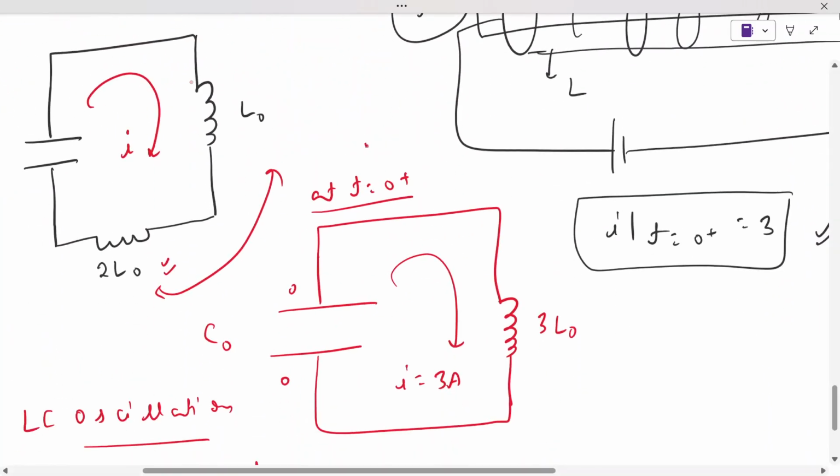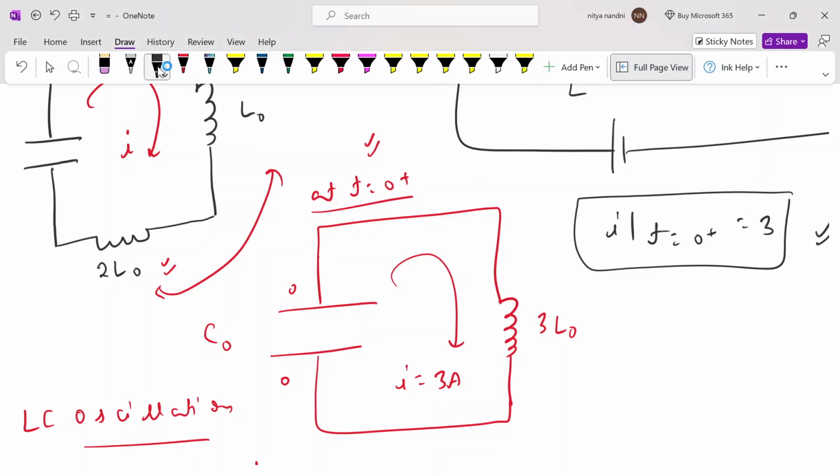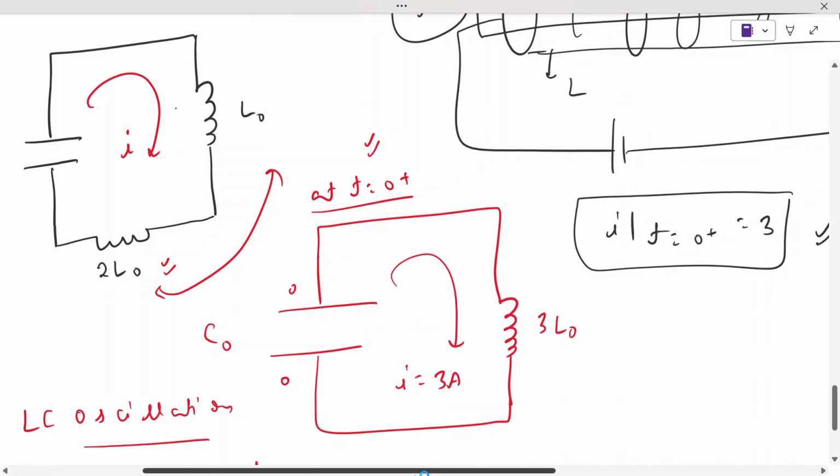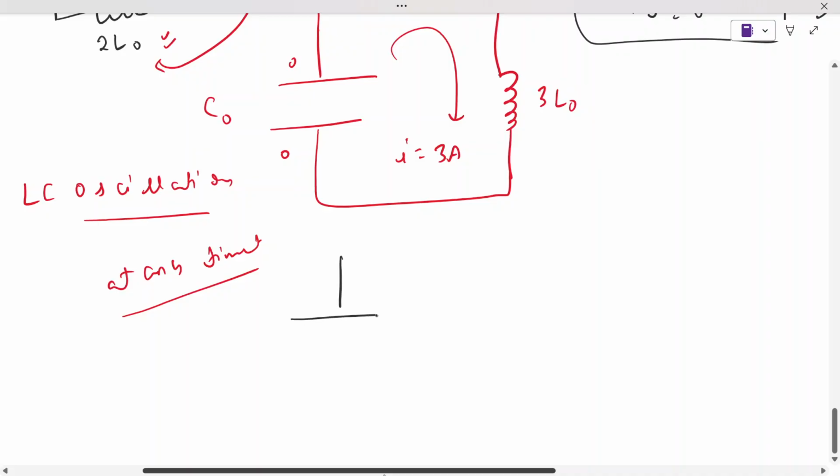And this is the t equal to 0 plus condition, na? Current is flowing with 3 amp. Then, what will happen at t equal to t? There will be some charge on the capacitor as well. There will be some different current in the inductor. That is the energy transfer to the capacitor, right? Energy transfer to the generator as well.